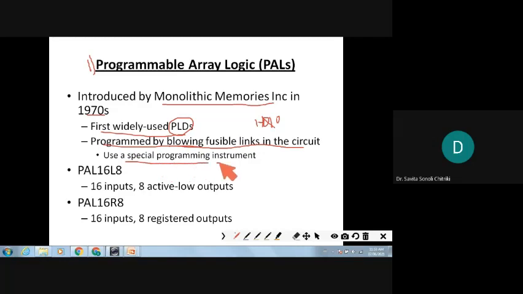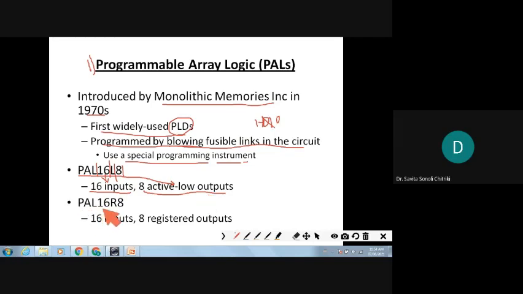So programming by blowing off the fusible links uses a special programming instrument. The example is PAL 16L8. Compulsorily this will come, PAL 16L8. So 16 inputs, 8 active low outputs. In PAL 16L8, 16 indicates 16 inputs and 8 indicates active low outputs.